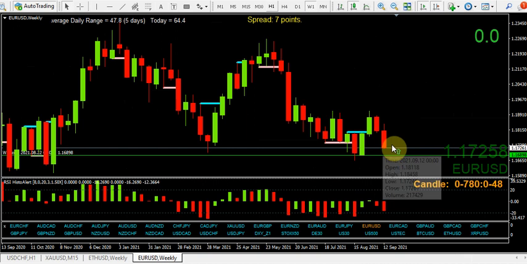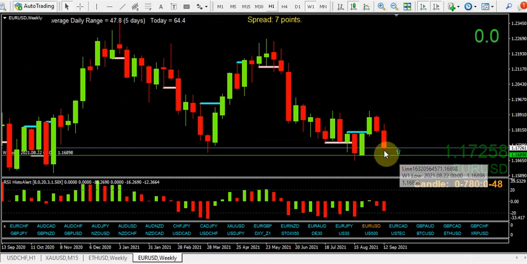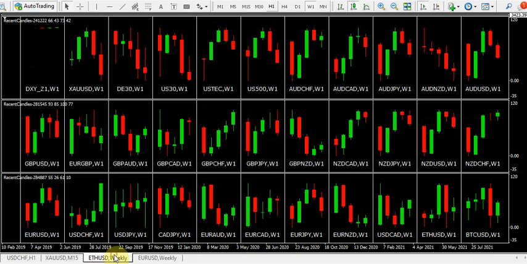Big candle, no wick, possible bounce again, continuation, or if it gaps up then it's likely to fill the gap and then continue down. So that's it. That's how I assess my weekly charts. There's so much to be gleaned from all of these pairs just by looking at this, in my opinion.